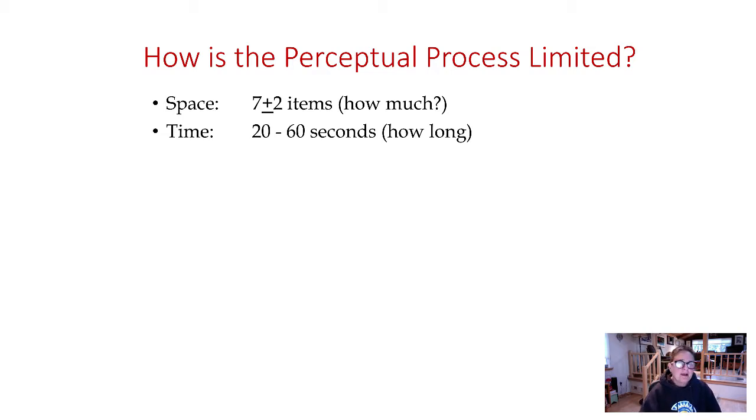The perceptual process is a limited process, and so is short-term memory. We say it's limited in terms of how much space it has, and the limit is approximately 7 plus or minus 2 items. What does that mean? It means about 5 to 7 items that we could process at any given minute.